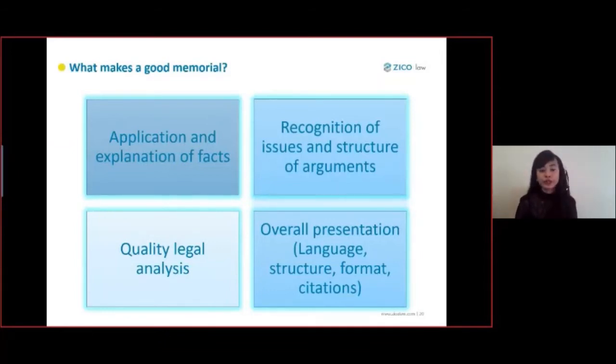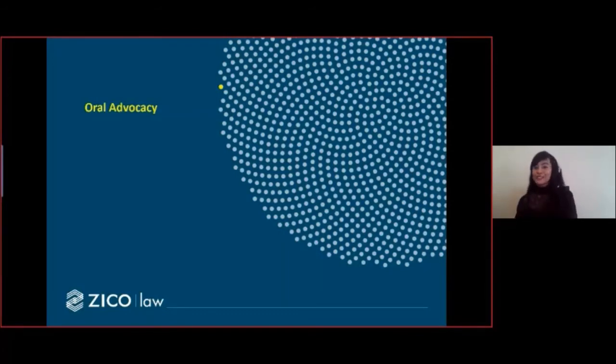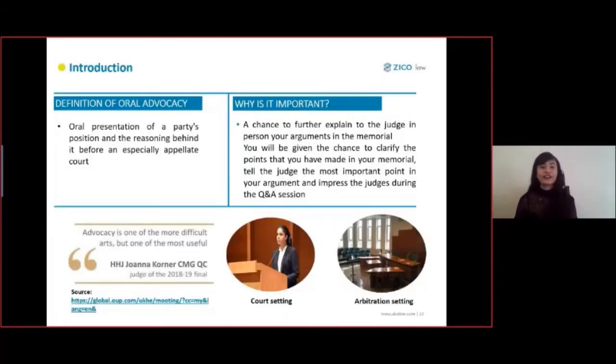So if you're new to mooting, bear in mind that every moot competition would have a different format. So make sure that you adhere to the format to be safe. Now next, we move on to the last part, which is my favorite part, which is oral advocacy. So next, what is oral advocacy? Oral advocacy is basically an oral presentation of a party's position and the reasoning behind it before an appellate court or a tribunal, depending on what type of moot that you guys do.